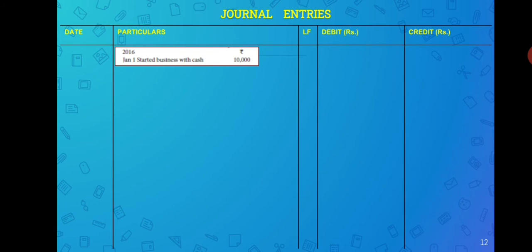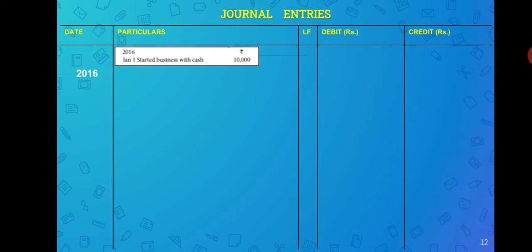The first transaction is 2016 January 1 started business with cash 10,000. From the question it is clear that a person is going to start a business. First identify the two accounts in this transaction. There is an account called cash. The word cash is given, so cash account. Started business means you are investing money in the business. So there is a capital investment. So two accounts, cash account and capital account.